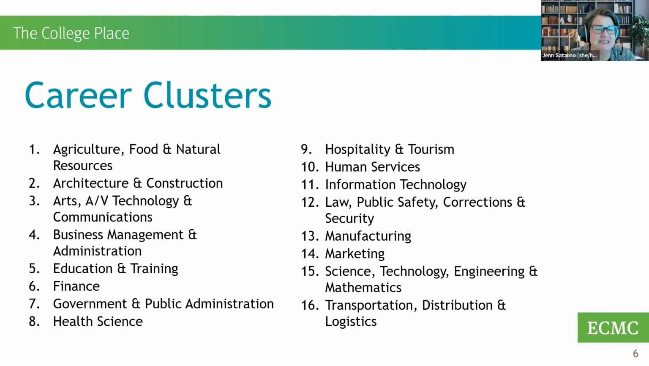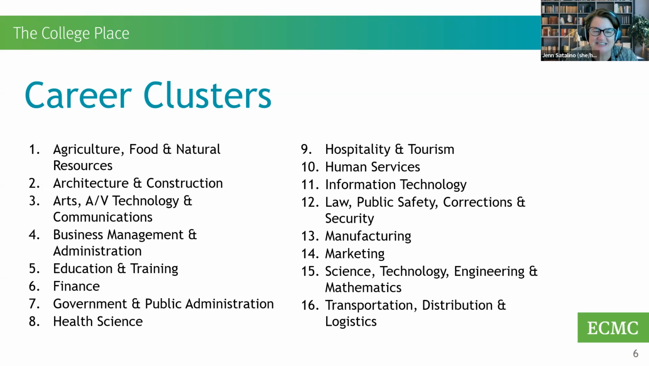So we've got the 16. First, agriculture, food, and natural resources. Second, we've got architecture and construction. Third, we've got arts, audiovisual technology, and communications. Fourth, we've got business management and administration. Fifth, we've got education and training. And I don't know if you're able to glance at the image on the last slide quickly enough, but there was a bubble that said training. So now we know it's education and training.